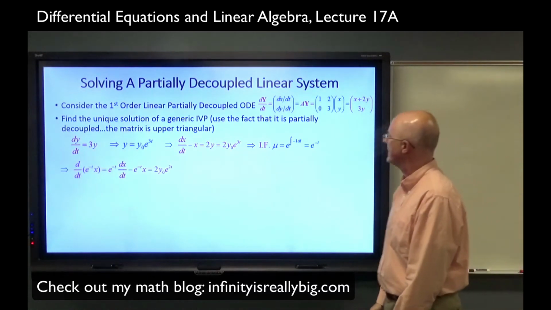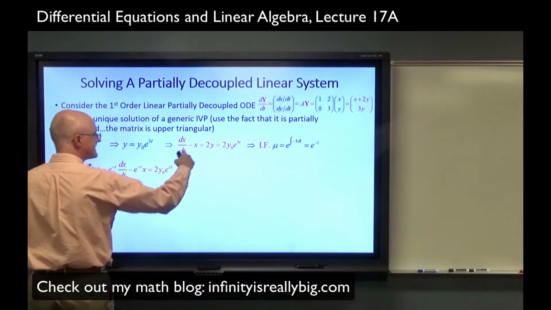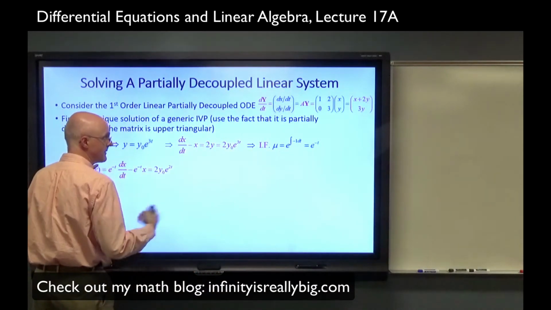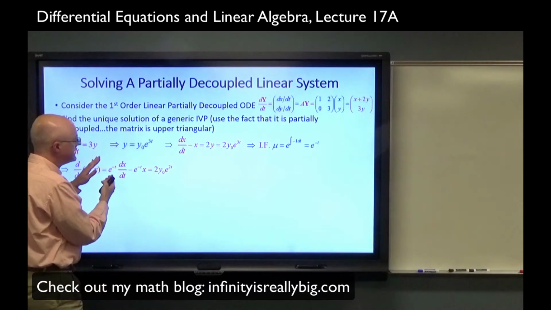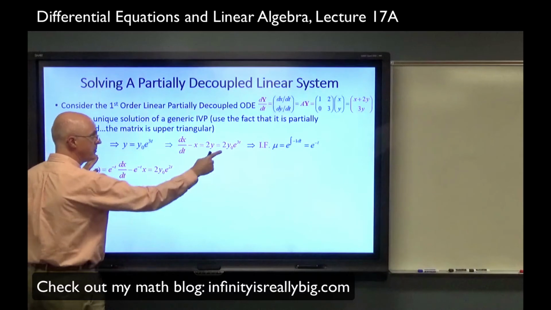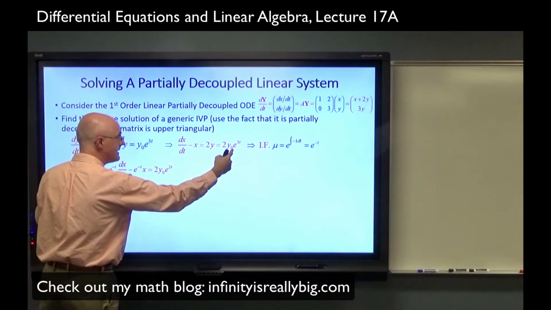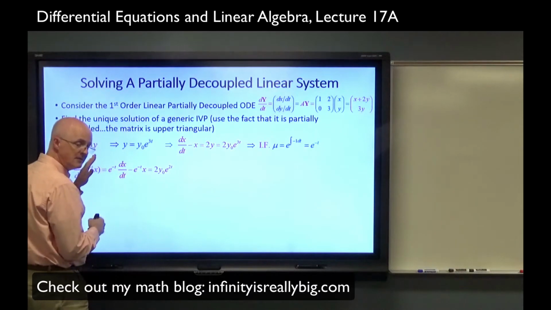All right. Using that integrating factor, what you do is you multiply both sides of this differential equation by the integrating factor. That's why it's called a factor. When you do so, on the left side you get e to the negative t times dx dt minus e to the negative t times x. When I multiply e to the negative t on the right-hand side, the e to the 3t and the e to the negative t combine to give you an e to the 2t.